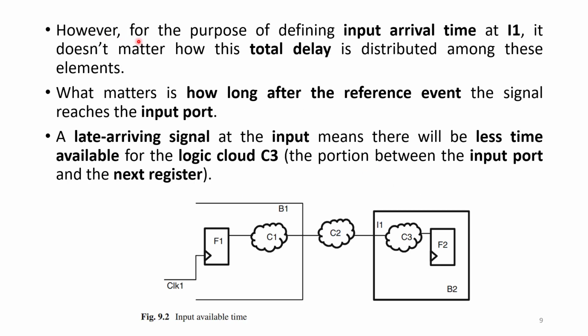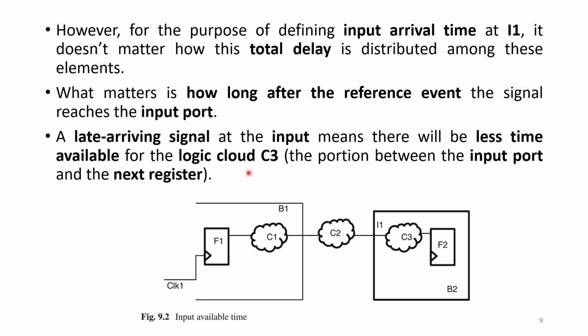input I1. However, for the purpose of defining input arrival time at I1, it does not matter how this total delay is distributed among these elements. What matters is how long after the reference event the signal reaches the input port. A late arriving signal at the input means there will be less time available for the logic cloud C3, the portion between the input port and the next register.